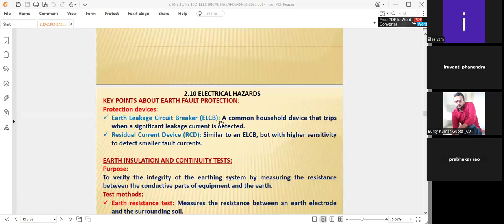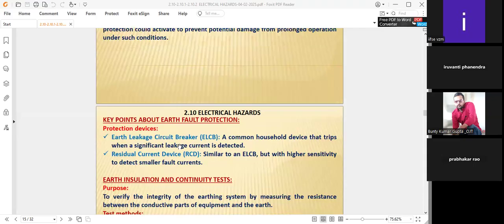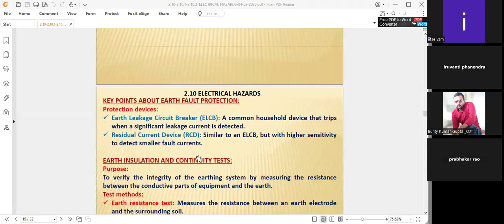But normally, some organizations that are healthy financially will put in both. The ELCB takes care of voltage leakage or significant leakage, and for very small leakage the RCD will function immediately. Both do not function at the same time. First of all, the ELCB will work; if the ELCB does not work with the smaller voltages, then the RCD will take care of it. If only an RCD is installed in the circuit, definitely it will take care of high voltage and low voltage, small faults also. So the protection device is also very important: ELCBs and RCDs, residual current devices.